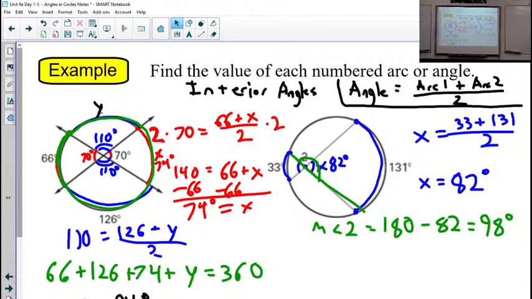So those are some examples with the angle being inside of the circle. Add the arcs divided by 2. Next group. Next pair of problems here.